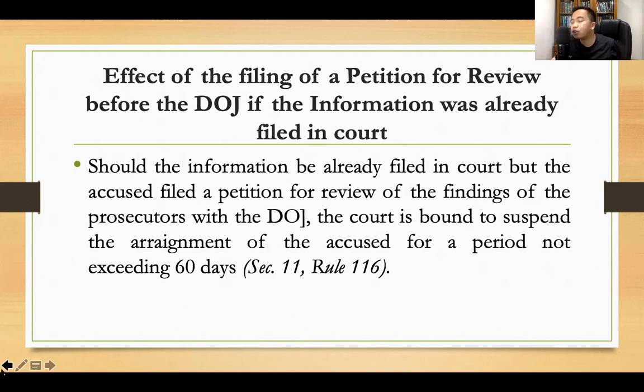Now, should the information be already filed in court, but the accused filed a petition for review of the findings of the prosecutors with the Department of Justice, the court is bound to suspend the arraignment of the accused for a period not exceeding 60 days. So you are entitled to a suspension of the arraignment for a period of 60 days, but it cannot be longer than 60 days. Okay.